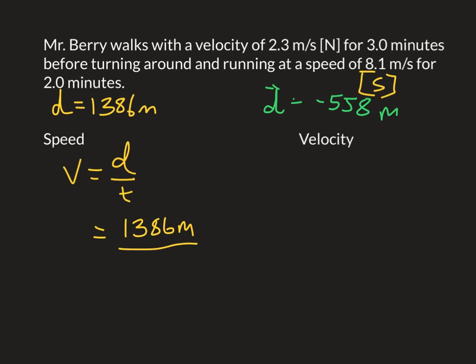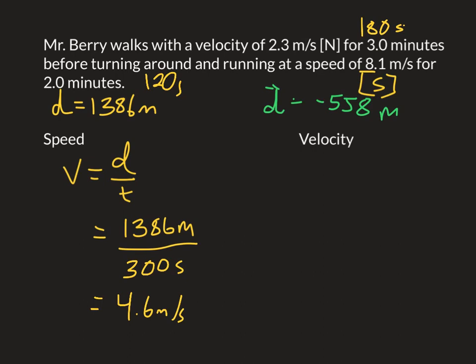Our total time is, remember, we went 180 seconds here. I should write that on here just so you guys know where I'm getting the numbers from. So that's the same as 180 seconds. This over here is the same as 120 seconds. So my total is going 120 plus 180. So my total time here is 300 seconds. Okay, just adding those two times together. When I do my division, what I get as a final speed is 4.6 meters per second.